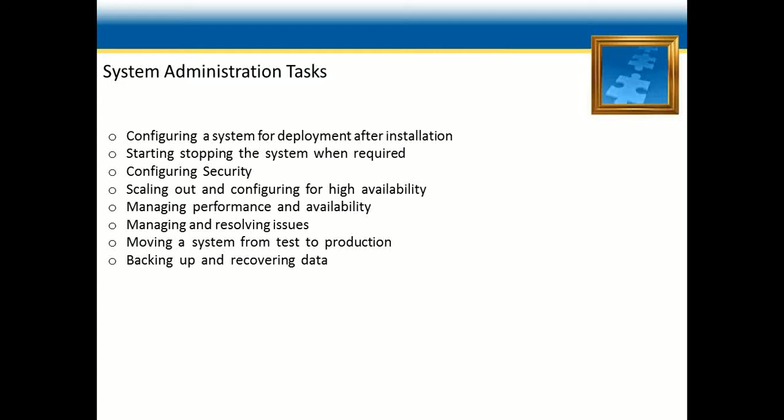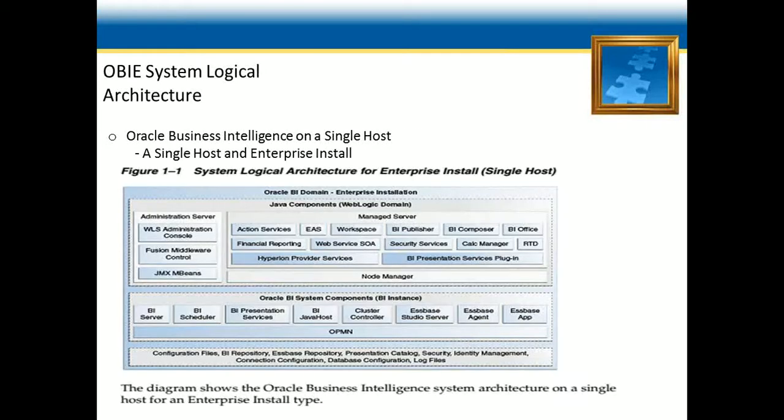My fifth point is managing performance and availability: monitoring service levels, tuning performance, and managing and resolving issues. Moving a system from test to production means managing the steps for moving from a test to a production environment. Backing up and recovering data means preparing for and recovering from unexpected events, so you can have a backup and recovery. These are the tasks in which administration is involved.